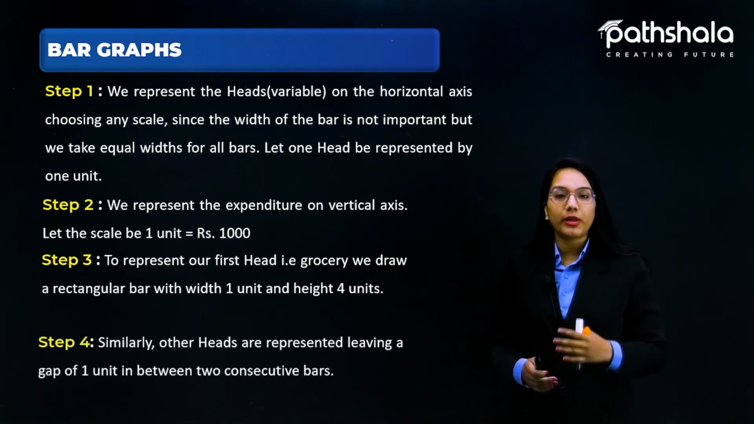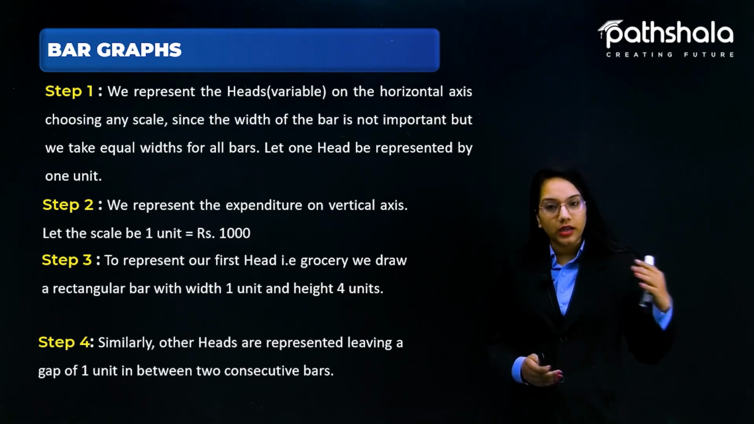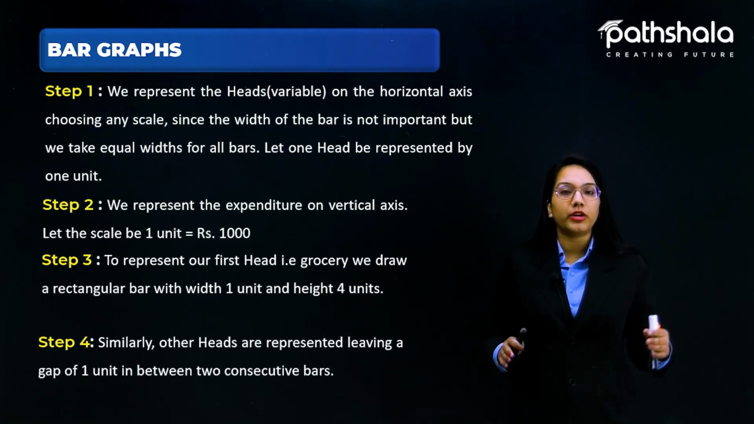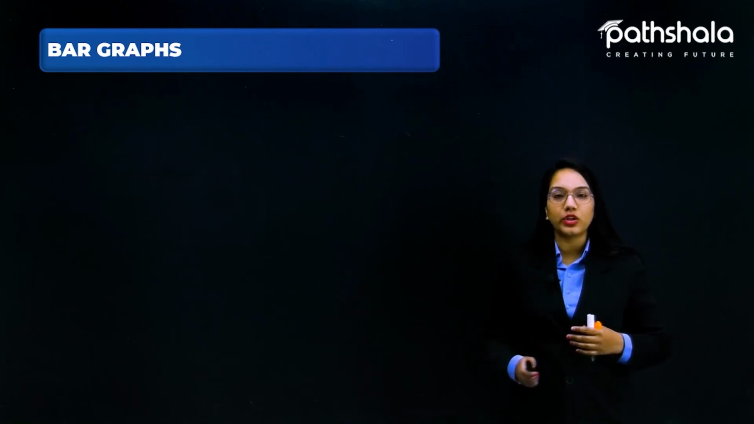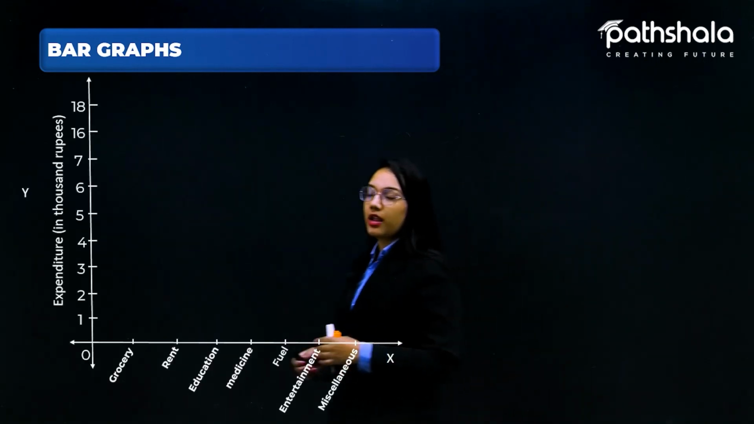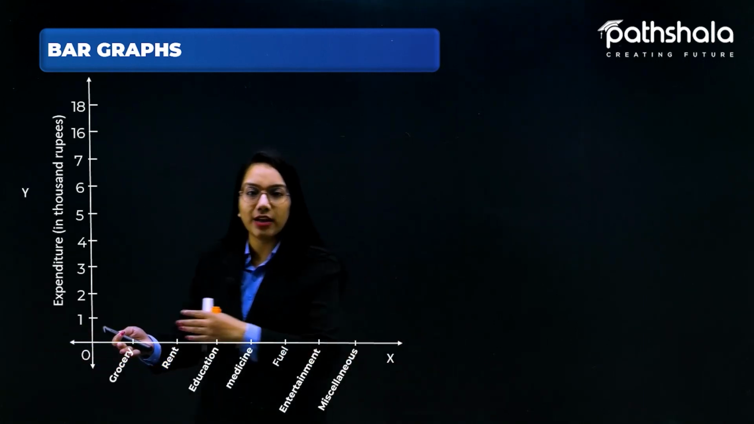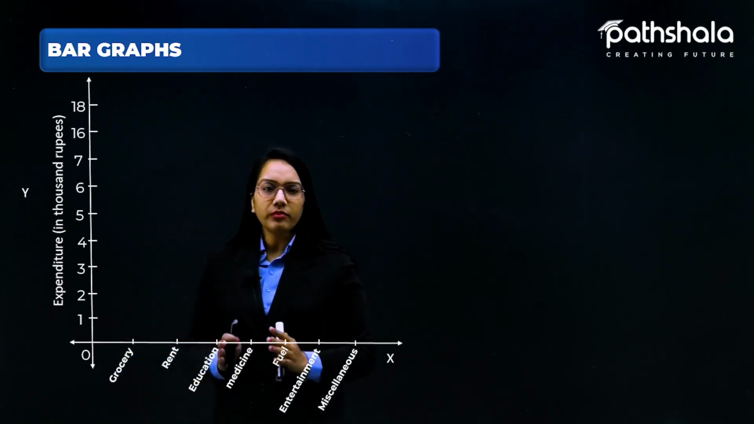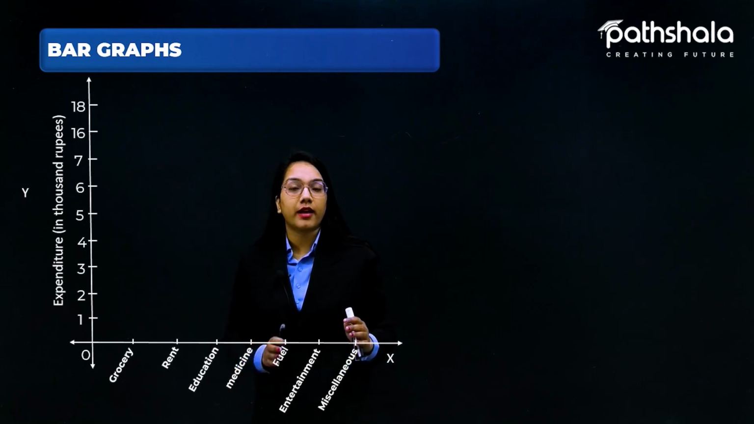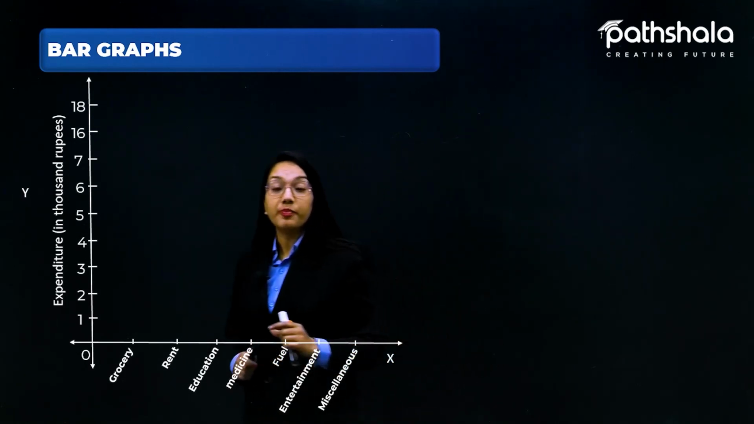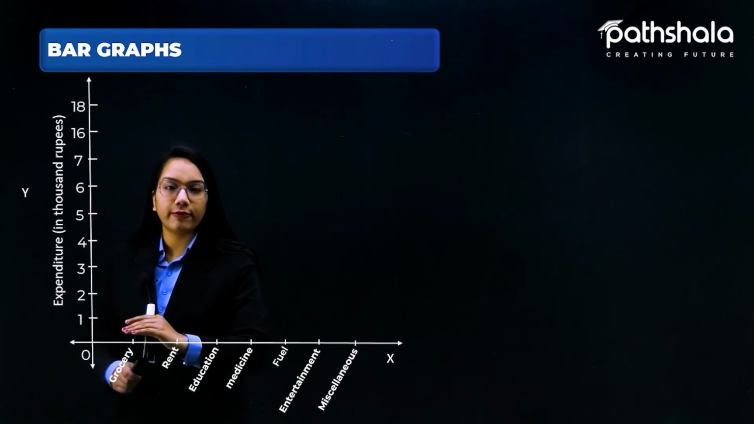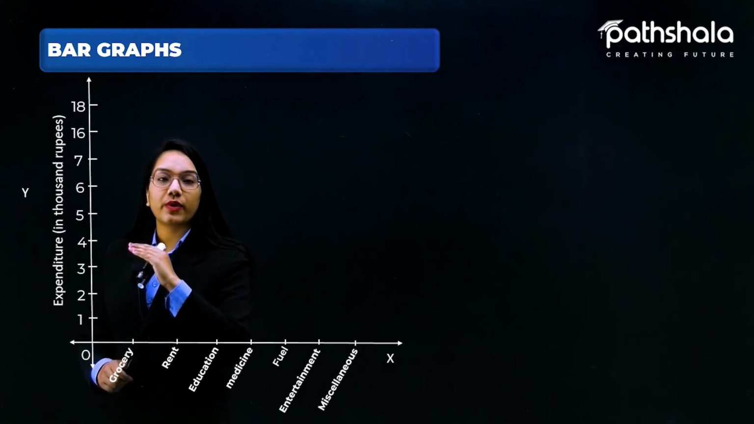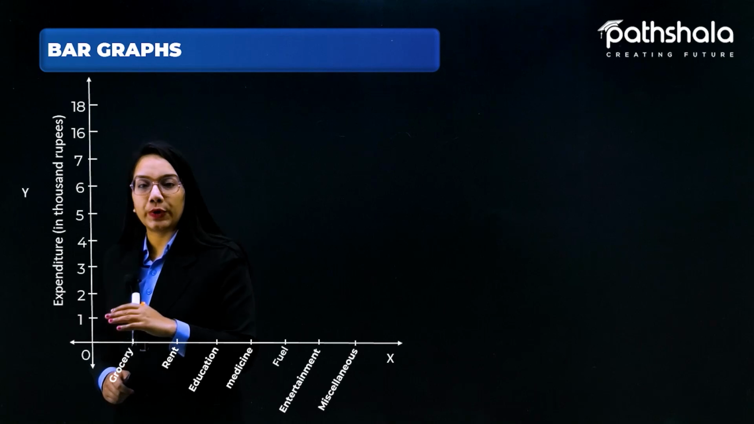Further, step number 4: similarly, we do the same thing with the other heads and represent them on the bar graph, leaving a gap of 1 unit between two consecutive bars. Let's see how we can do this. This is the way I'm taking the heads on the x-axis and the expenditure on the y-axis. You can see I'm taking a 1 unit gap here, and drawing all the bars with a width of 1 unit. These are all the expenditures, representing a scale in which we have taken 1 unit as 1,000 and 2 units as 2,000.